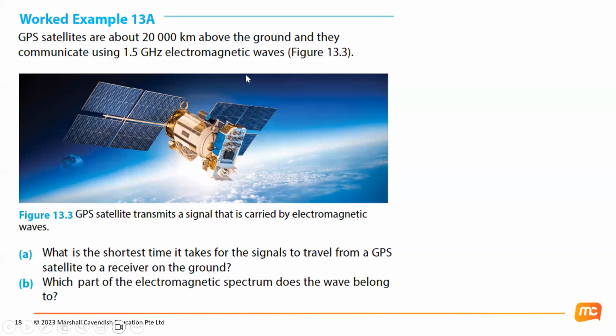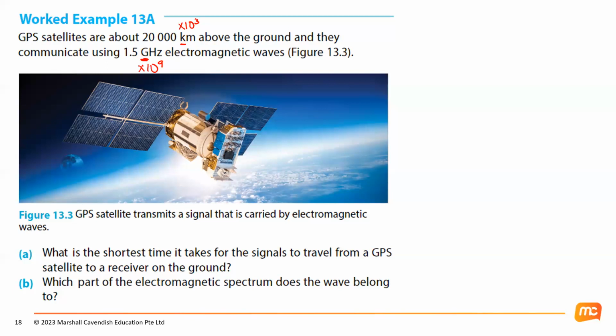Okay, so you have a GPS. They give you the distance, 20,000 kilometers. And then they say that it's communicated using 1.5 gigahertz. I hope you still remember your prefix: giga means 10 to the power of 9, so times 10 to the power of 9. And the distance is in kilometers, and you should know kilo is times 10 to the power of 3. Okay, so they ask, what is the shortest time?